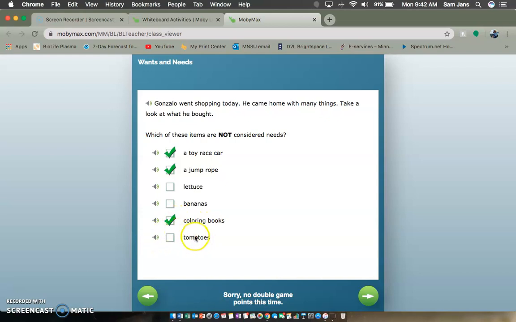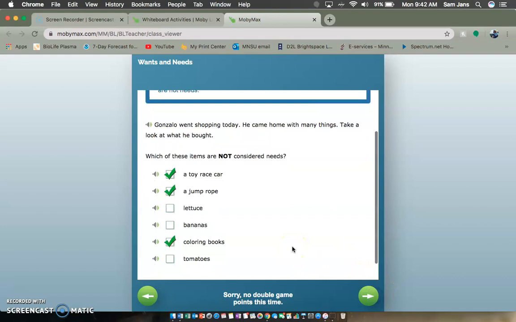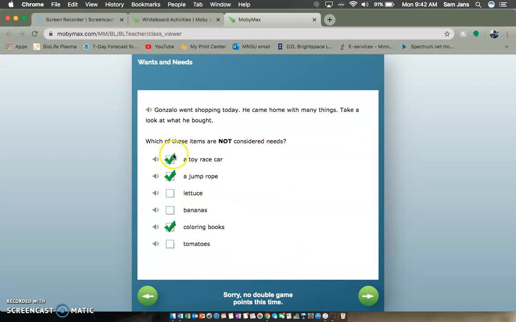And lastly, tomatoes. Well, tomatoes are considered a food too, with bananas and lettuce. If we remember, we need food to survive. Food is classified as a need, so we'll leave these 3 unchecked because they are considered needs. And our question is asking, what is not considered a need? But look at that. Oh, we got them all right there. We know he doesn't need a toy race car, he doesn't need a jump rope, and he does not need a coloring book.